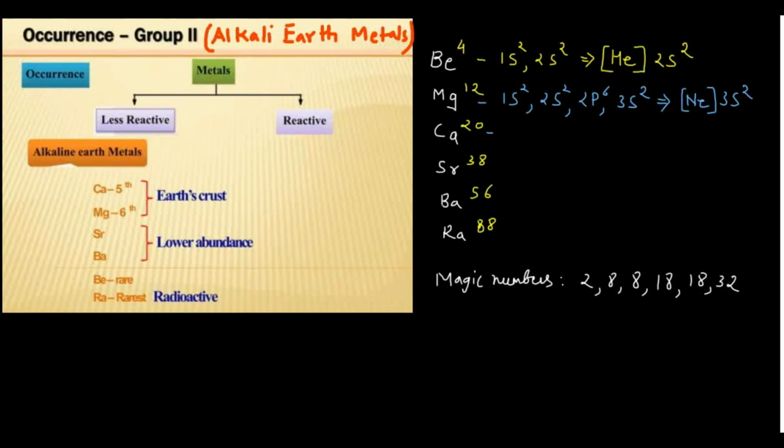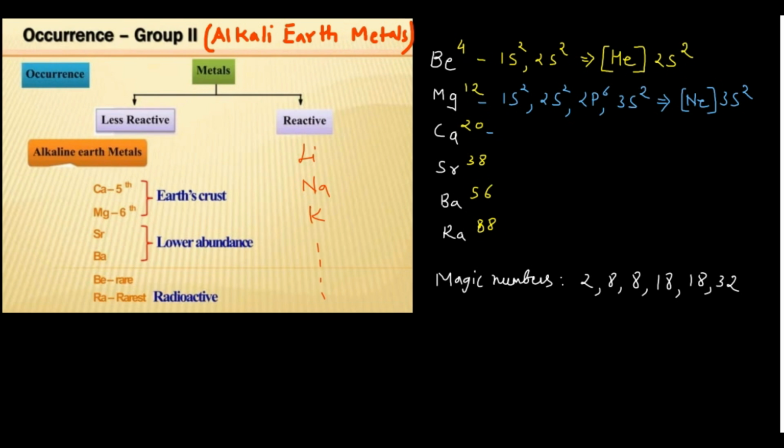Here you can see I have written group 2, and here I have written the metals. Why are they metals? Because they are electropositive. They have the tendency to lose electrons to form positive ions. I have written here less reactive, but please remember these alkaline earth metals are less reactive compared to the alkali metals. So here you can write lithium, sodium, potassium, and so on.